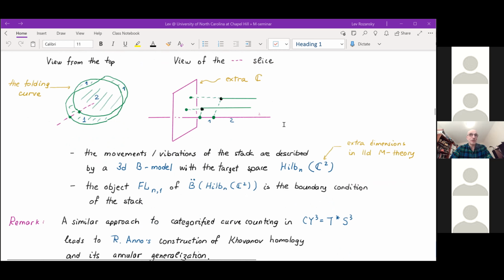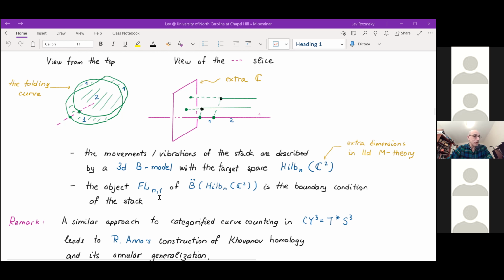I will come back to this picture if I have extra time. So it's just the motivation for math that will emerge. So the fibration of the stack of these green disks is governed by a 3D B model. It's a QFT whose target space is the Hilbert scheme of points on C2. This C2 exists elsewhere. It's not part of these pictures. I will explain it later.